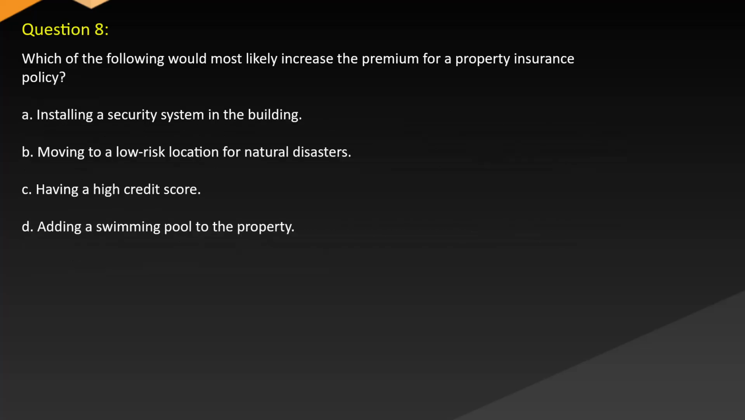Question 8. Which of the following would most likely increase the premium for a property insurance policy? A. Installing a security system in the building. B. Moving to a low-risk location for natural disasters. C. Having a high credit score. D. Adding a swimming pool to the property.